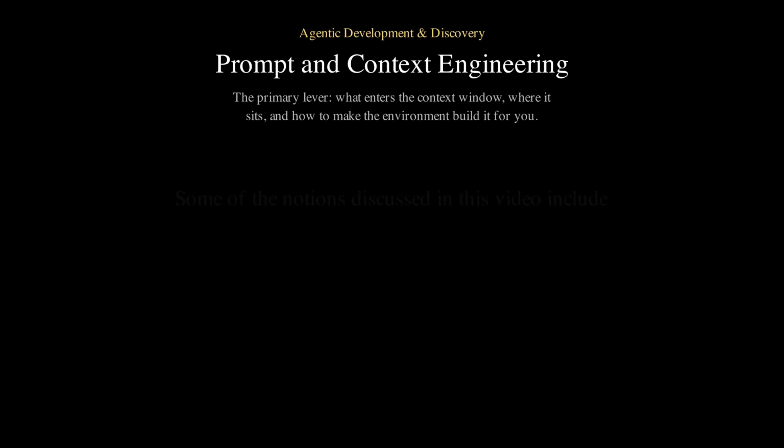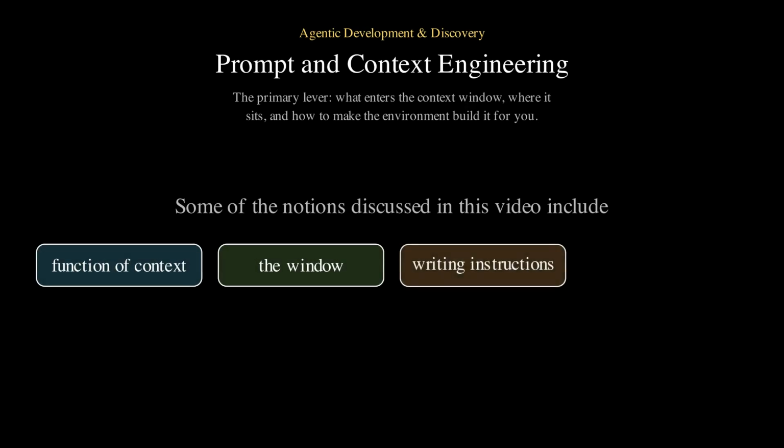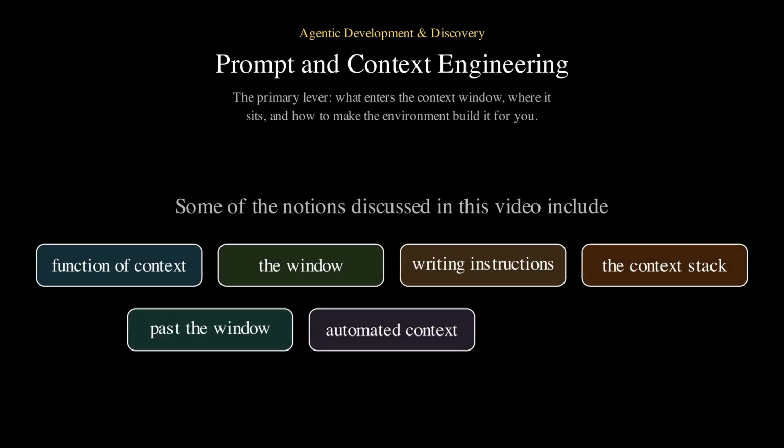Some of the notions discussed in this video include the model as a function of its context, the window and where attention goes, writing instructions that work, the anatomy of a well-built context, strategies past the window, automation so the rig assembles its own context, and the far edge, staging a corpus for the agent to draw from.